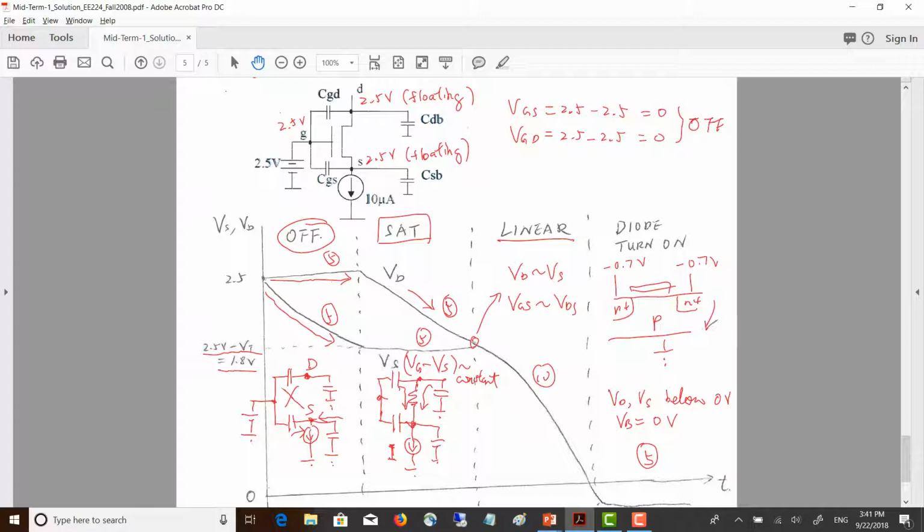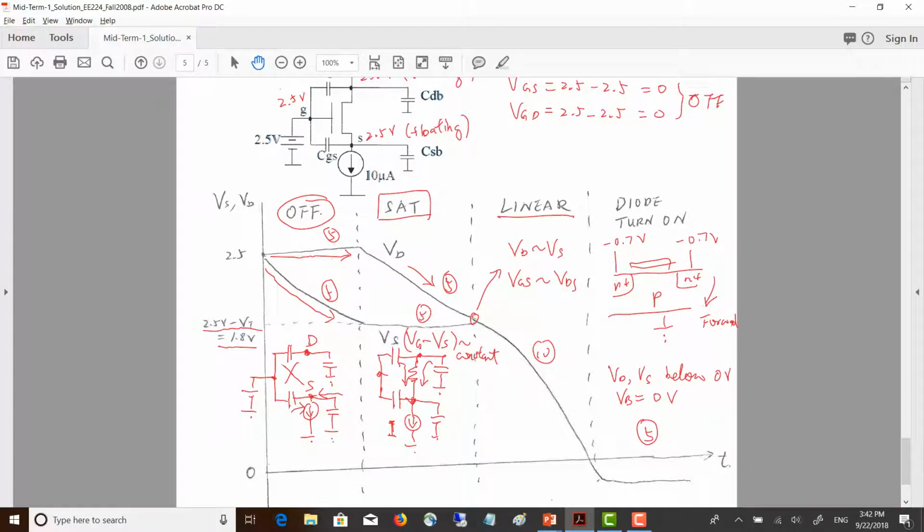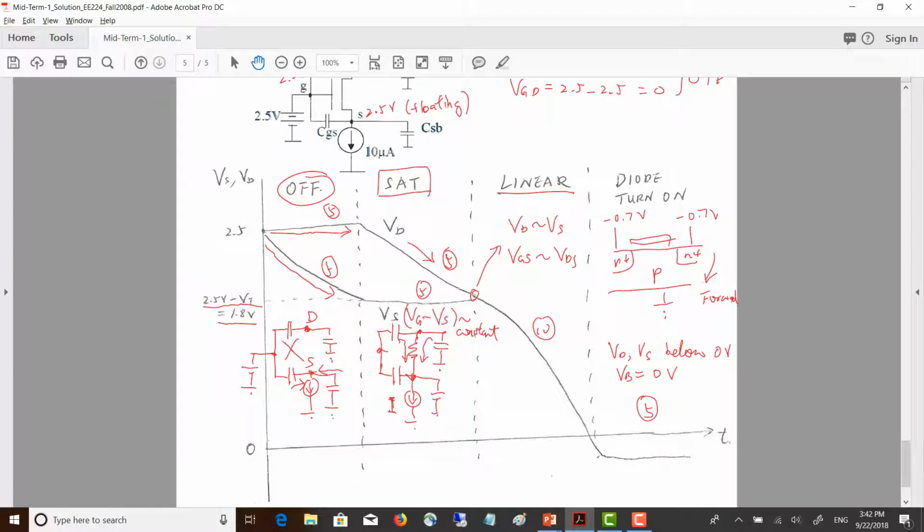What kind of bias? Forward or reverse? Right? This is a forward bias. Okay? So now we forward bias the PN junction, right? We forward bias it. So as a result, all the current, the constant current source, the 10 microampere, comes from the forward diode.